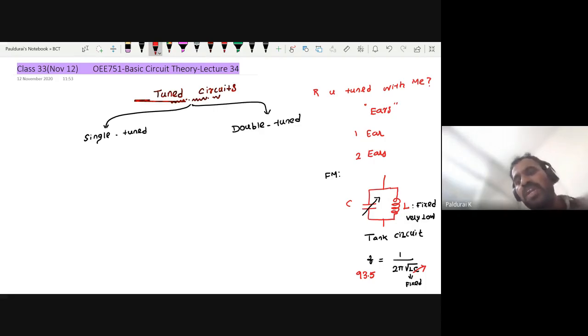If you are having one tuned circuit in your hardware setup, that is called a single tuned circuit.